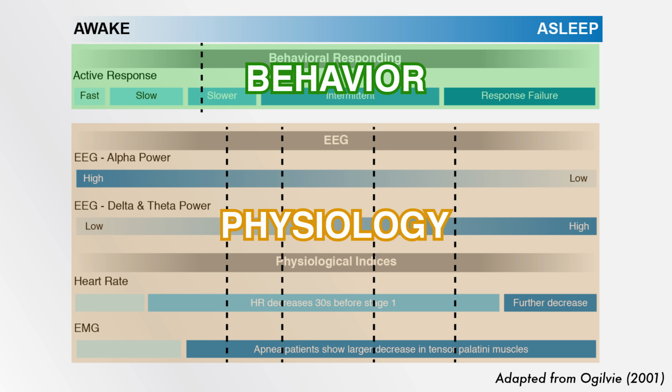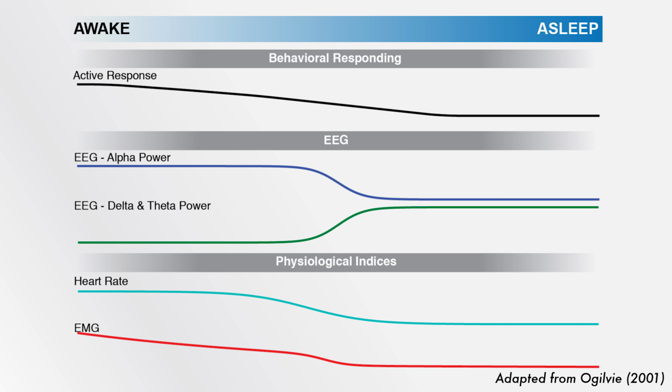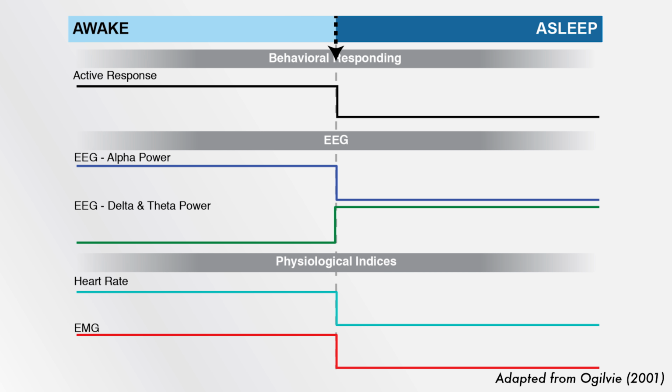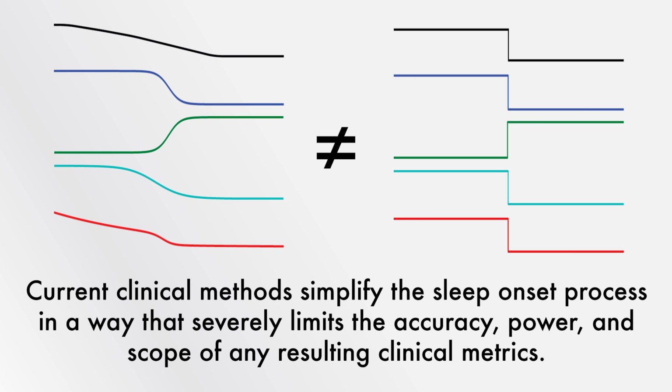Additionally, by choosing only one time as the moment of sleep onset, this approach takes a collection of different continuously evolving observations and imposes an instantaneous transition model on the data. We are limited to a binary state where all the observations instantly transition from wake to sleep at the same point. This approach imposes an unrealistic model of coincident, instantaneous transitions in all observations. As a result, current clinical methods simplify the sleep onset process in a way that severely limits the accuracy, power, and scope of any resulting clinical metrics.